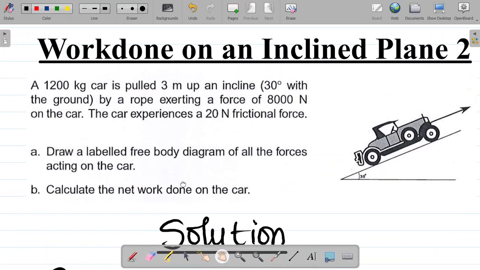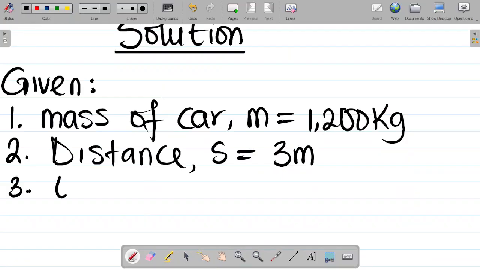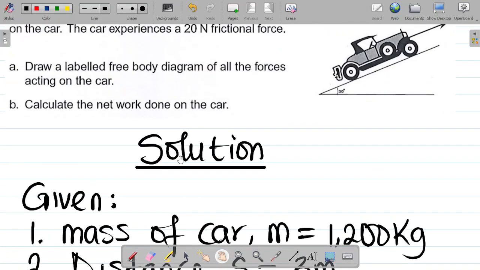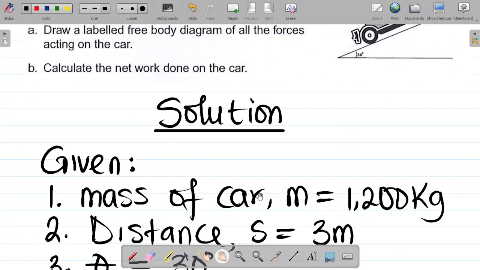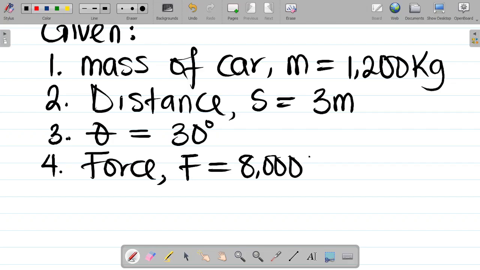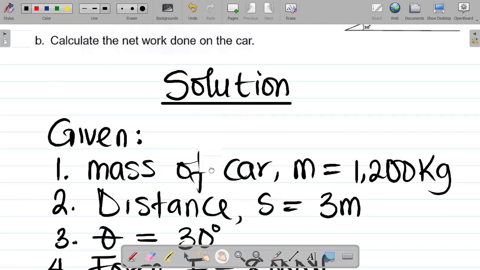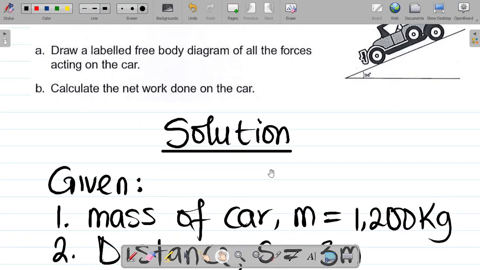Third thing, number 3, they said incline 30 degrees with the ground. So I'm given theta, the angle of inclination, theta equal to 30 degrees. That's your angle of inclination. By a rope exerting a force of 8,000 Newton. Number 4, you have force F as equal to 8,000 Newton. That's F.